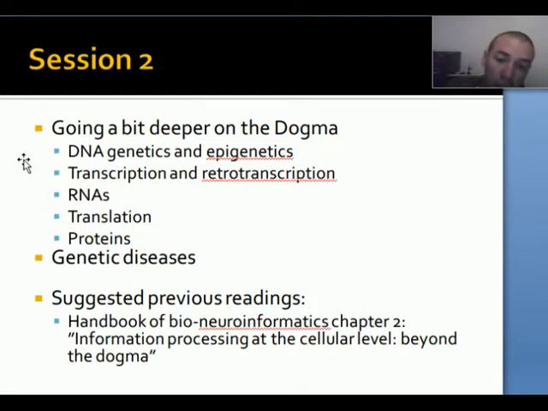I pretty much suggest the reading of the second chapter of the Handbook of Bioinformatics. This second chapter is called Information Processing at the Cellular Level: Beyond the Dogma.